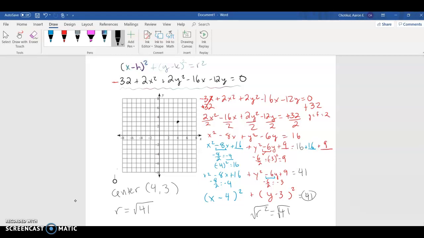So I'm going to count out about 6.5. 1, 2, 3, 4, 5, 6, 6.5. And I don't know if I'm going to be able to get that on this side, but 1, 2, 3, 4. So it's going to go right about here. So you guys get the idea.